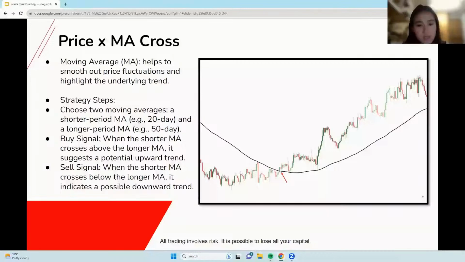So simply put, if your 20-day moving average crosses above the 50-day moving average, it's a buy signal. If the 20-day moving average crosses below the 50-day moving average, it's then a sell signal. So this works best in trending markets, so either moving upwards or downwards. It can produce false signals in choppy or sideways markets, so it's essential to practice and consider other factors like market conditions, risk management, and other confirmation indicators before making these trading decisions.